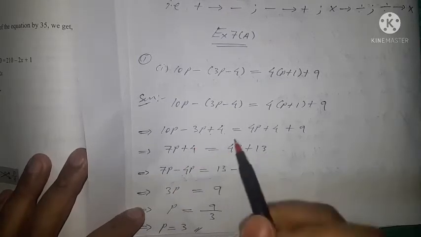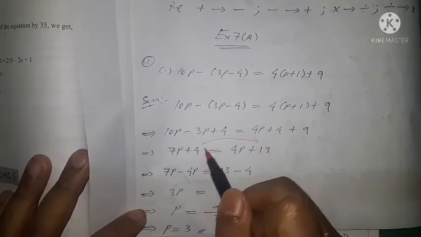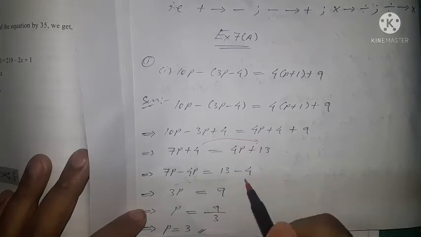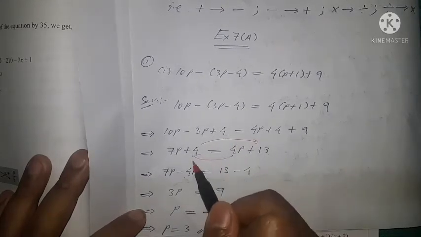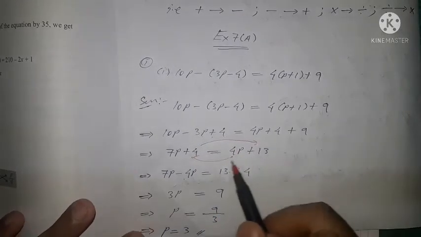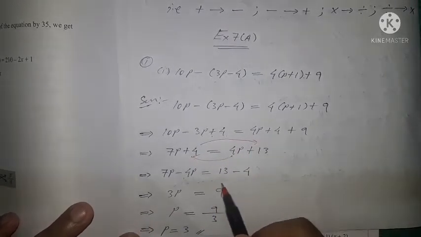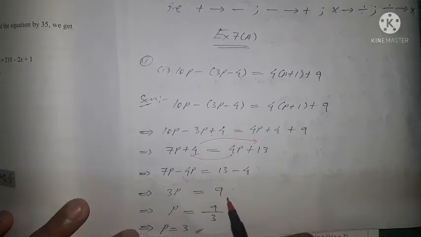Similarly, if 4 goes from the left hand side to the right hand side, it becomes minus. So this 4p we took to the left hand side and this 4 we took to the right hand side. Therefore 7p minus 4p is 3p and 13 minus 4 is equal to 9.